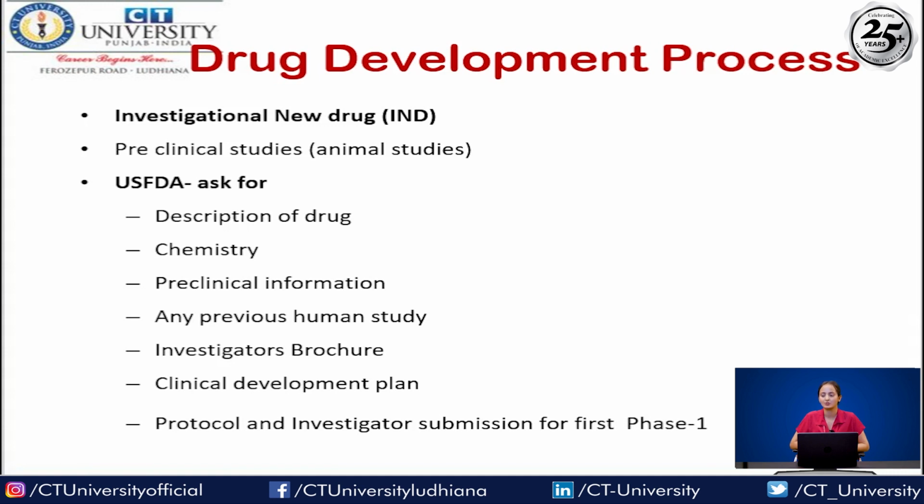which stands for investigational new drug. Then the US FDA will ask for a description of the drug, chemistry, preclinical information, any previous human studies, any investigation, any clinical development plan, and protocols for the investigation submitted for phase 1. That is known as the investigational new drug application, which goes to the US FDA. US FDA means the United States Food and Drug Administration, and it will ask for all of these things.